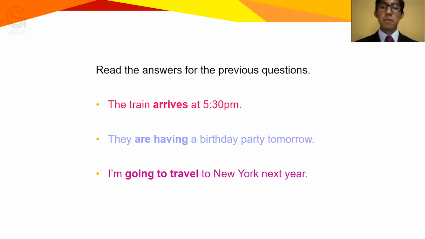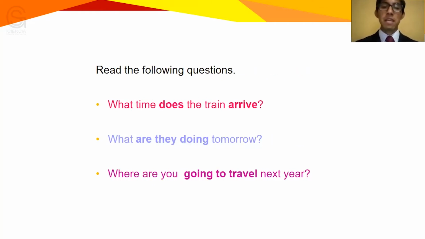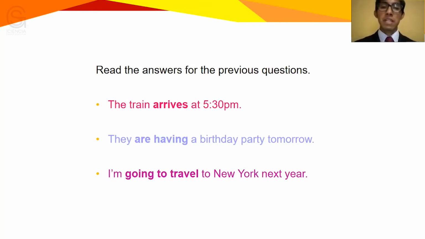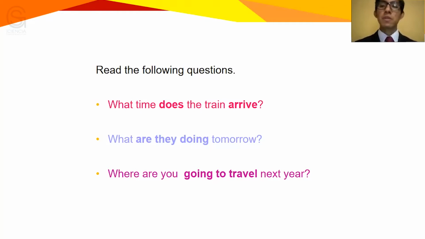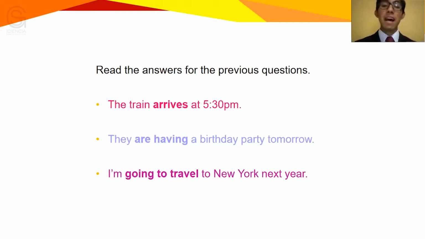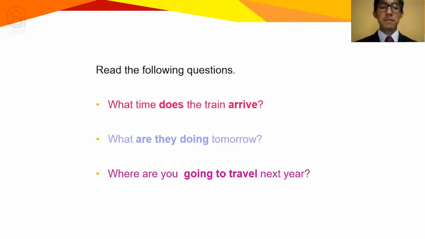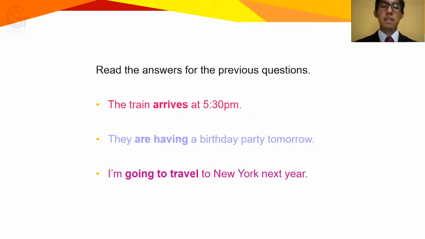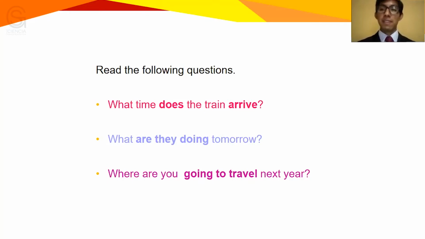So, as we previously mentioned, we have these questions, and now here we have the answers. What time does the train arrive? The train arrives at 5:30 p.m. What are they doing tomorrow? They are having a birthday party tomorrow. Where are you going to travel next year? I'm going to travel to New York next year. So, as you can see, these questions and these answers are expressing future plans.